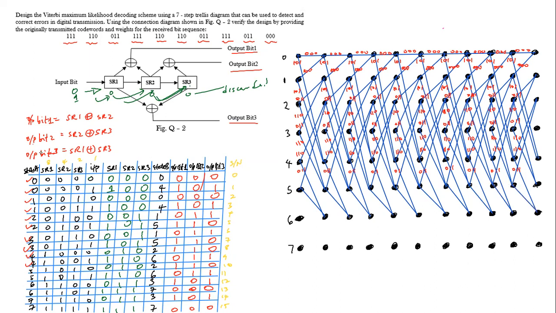So let us provide the code words. So 5 to 2 is 110. So this is 110, 110, 110, 110. And then 5 to 6 is 0, 1, 0, 1, 1, 0, 1, 1, 0, 1, 0, 1, 0, 0, 0, 0.